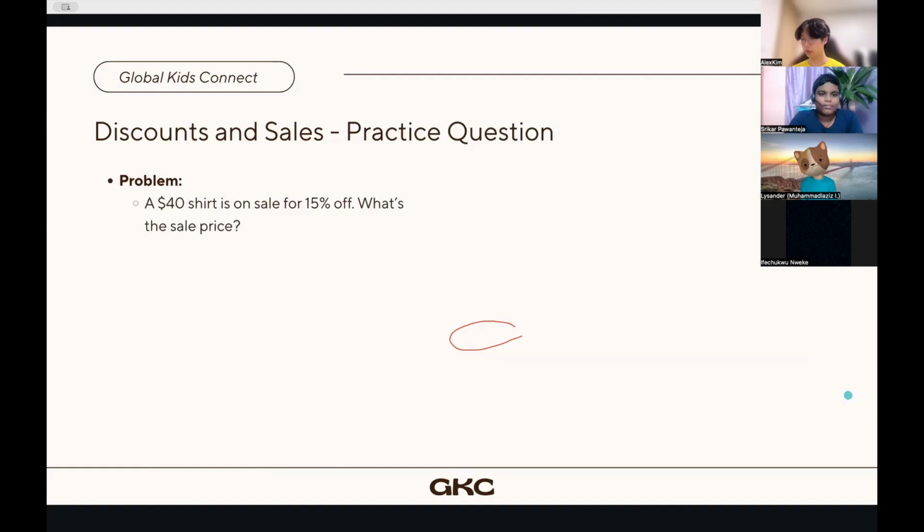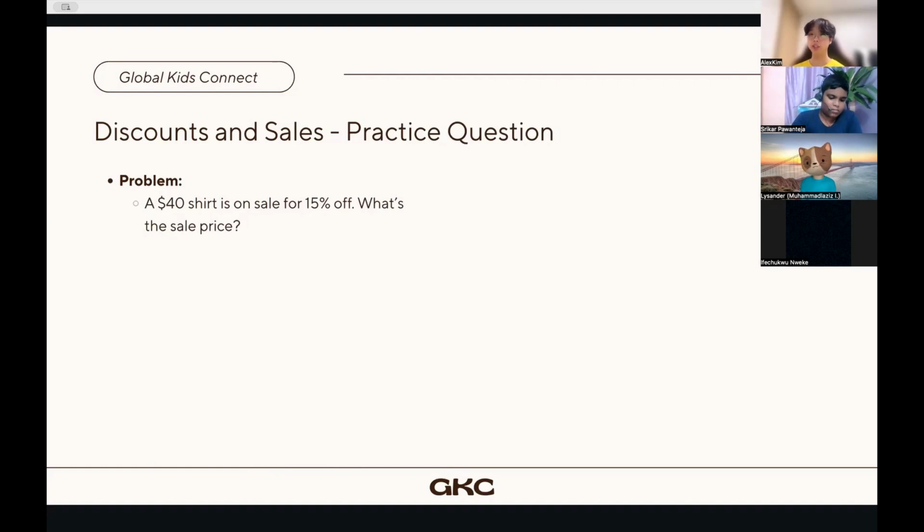And so we have our second practice question for this concept. The problem states a $40 shirt is on sale for 15% off. What is the sales price? This is slightly different in what the problem is asking for. Last question it asked for the original price. This time we are asked to find the sales price.